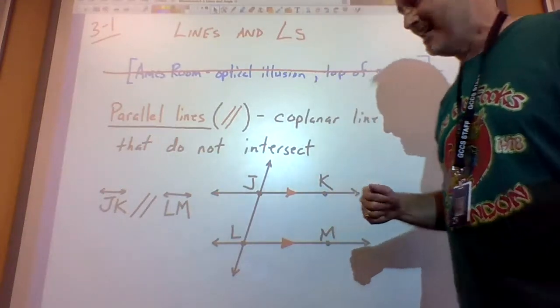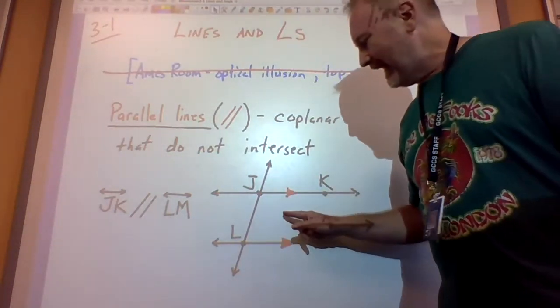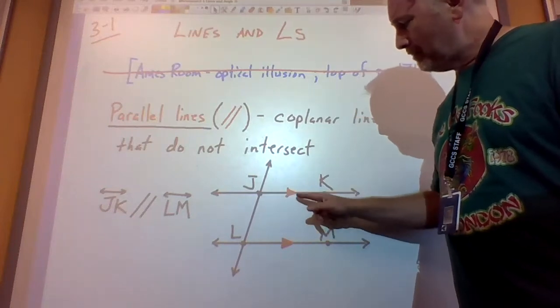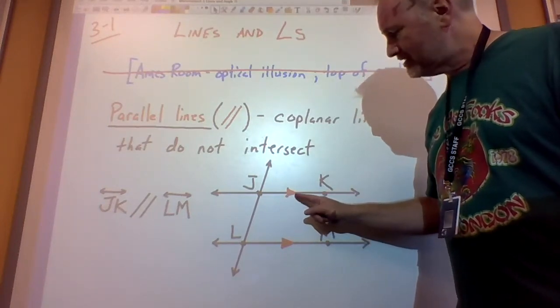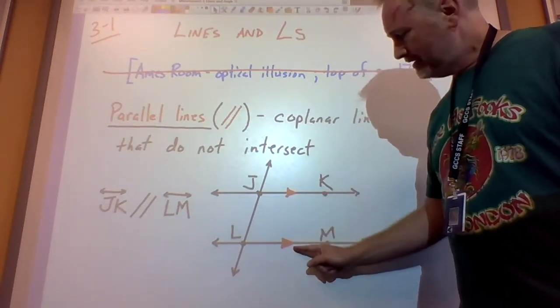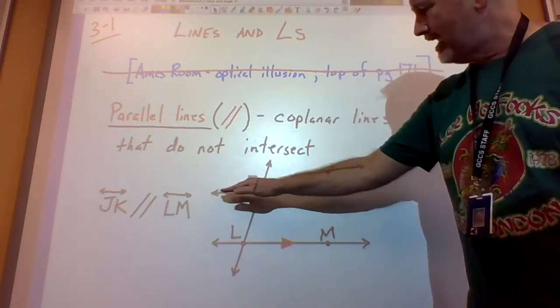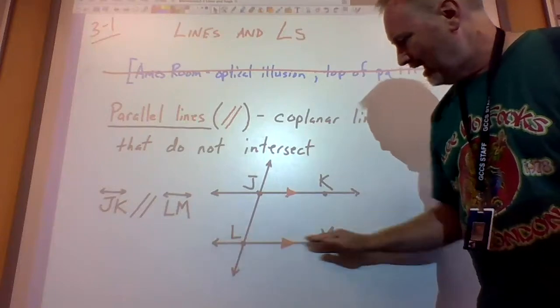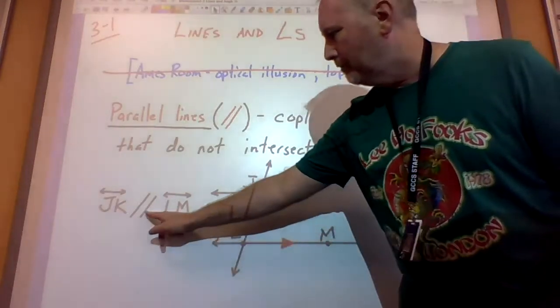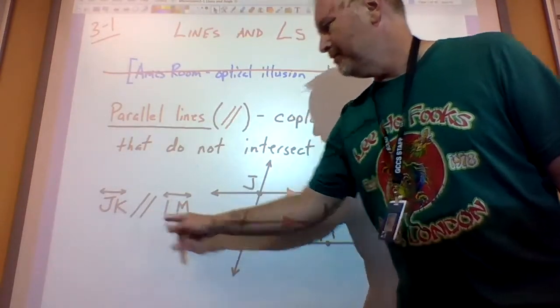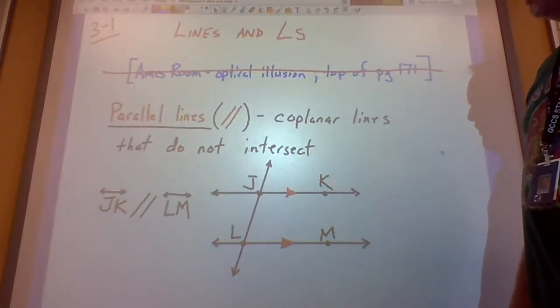Ooh, that's a good word, annotation. We indicate lines are parallel by putting what we call arrowheads. All right, so you see that red arrowhead there and this red arrowhead there. That is me indicating that line JK and line LM are parallel. Boom, and there you see the tipsy 11. All right, so those 2 lines are parallel.